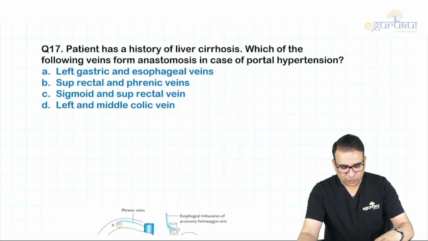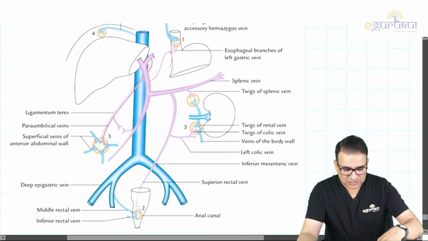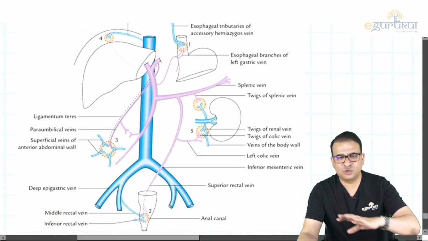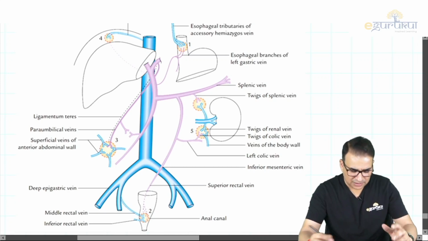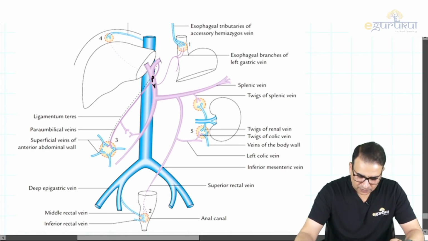So what do you see? First of all, let me put this picture to you to show you some of the common sites for the portosystemic anastomosis. Guys, portosystemic anastomosis takes place at many regions. But in this image, first of all, look at this portal vein here. This here is a portal vein. And all these are the tributaries of the portal vein.